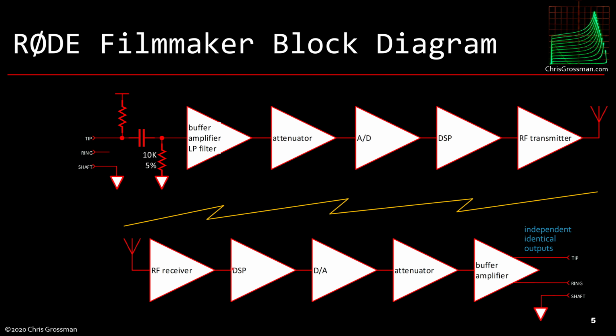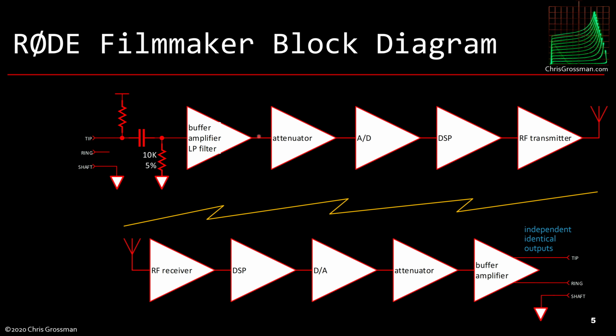This is the block diagram of the Rode Filmmaker, and they specify the input impedance is 10K, but they don't tell you what this stuff is here. And this is what we need to know to adapt another microphone to it. So this is my guess of what's going on in the Rode Filmmaker. I don't have an internal diagram of it. This is just my guess.